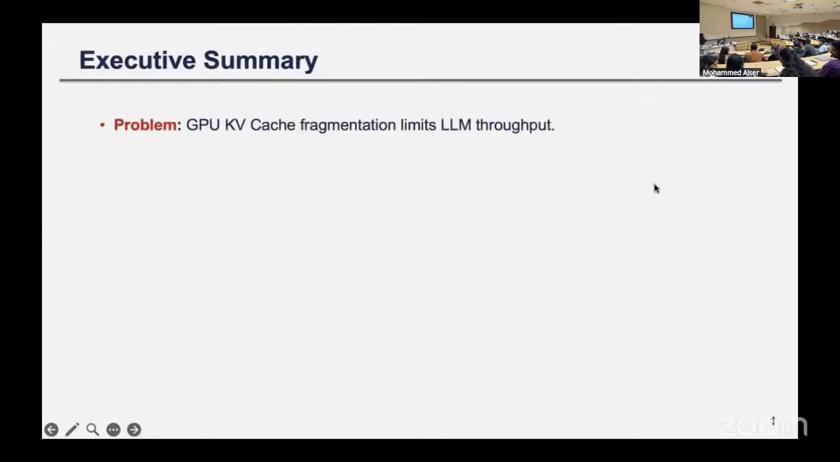Now, before we dive into the details, let me give you a brief overview of what the paper is about. The problem is that GPU KV cache fragmentation limits throughput. It slows down large language models. The GPU memory gets filled up unevenly, wasting space and limiting how many tokens or requests we can process.